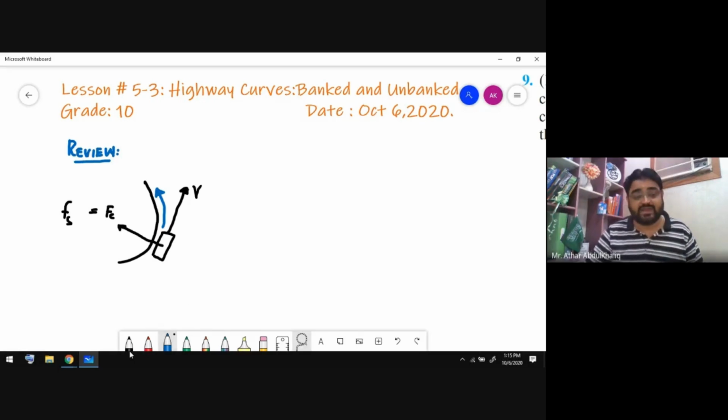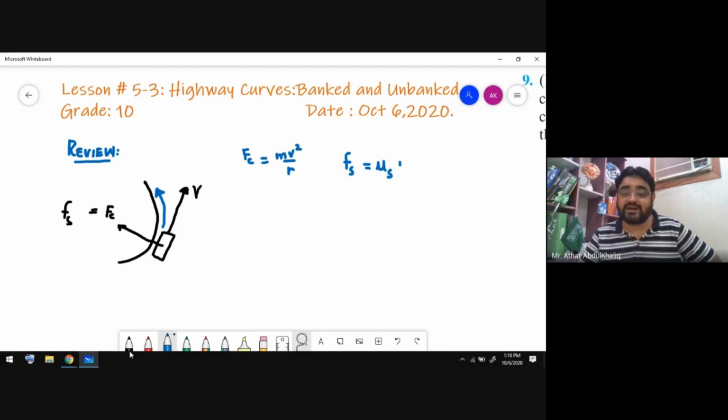So what are the values for centripetal force? We know that the relation of the centripetal force was mv squared over r. Secondly, we said that this static friction Fs was equal to mu s times Fn. And I told you, when a car is on a straight road, for example, this is a flat road like this, and the car is moving above that road.